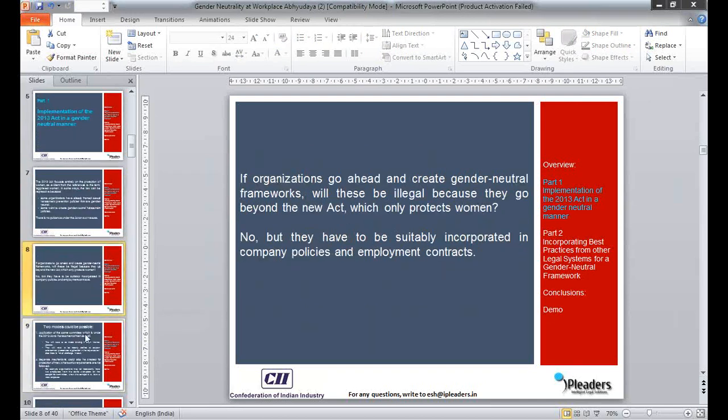Moving on, the question they faced was whether they would have to take additional steps in case they wanted to protect women. The question was, if they are going beyond the act, is that inconsistent with the act? No. The answer clearly was that every organization has its own organizational policies, through which it could implement internal measures to protect employees.